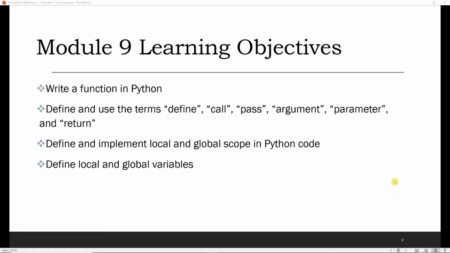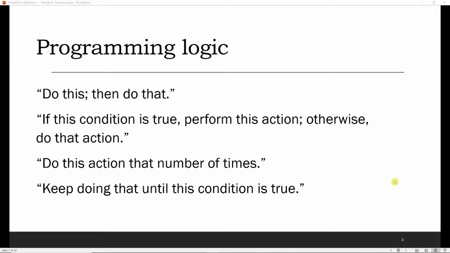After this module, you should be able to write a function in Python, define and use the terms define, call, pass, argument, parameter, and return, define and implement local and global scope in Python code, and define local and global variables. Here is a reminder of the 4 processes we've looked at in programming logic from the textbook.